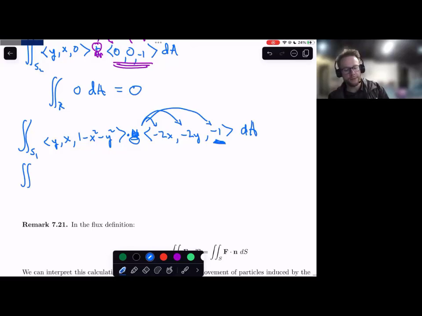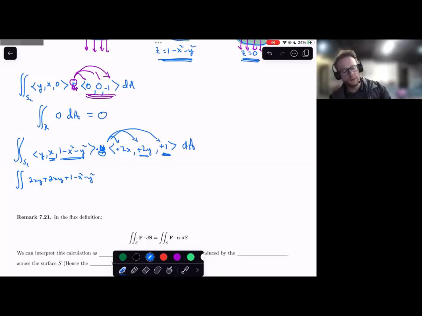So this is going to be, again, let's change all these to positives. So 2x times y is going to be 2xy, and I'm evaluating out my dot product. So x times 2y is going to be another 2xy. And then finally, we have this last piece times 1, so +1 minus x squared minus y squared.